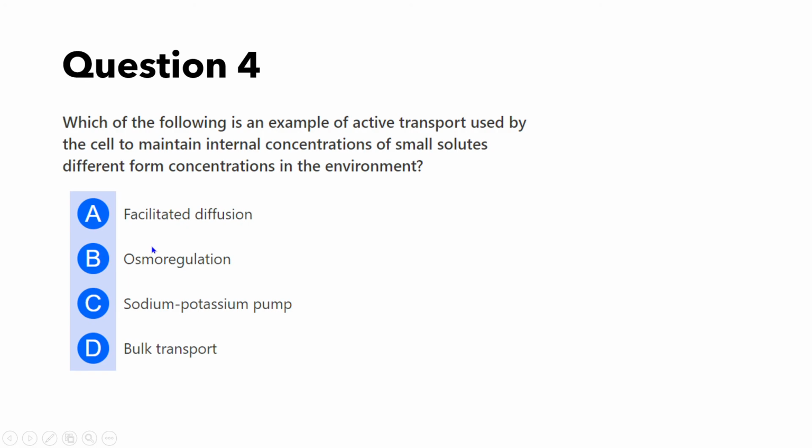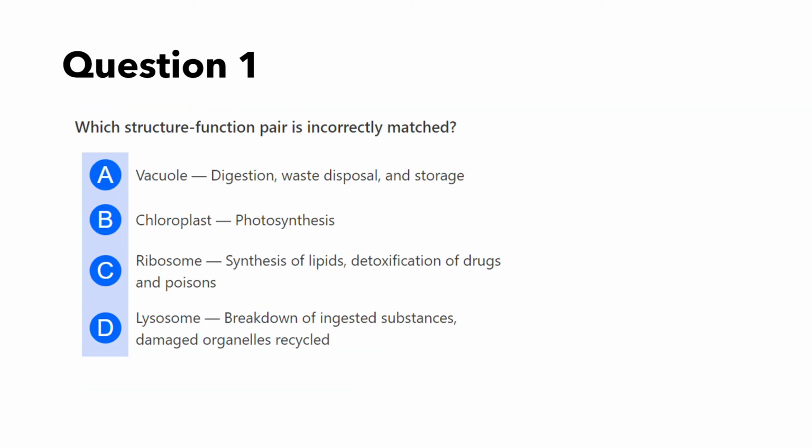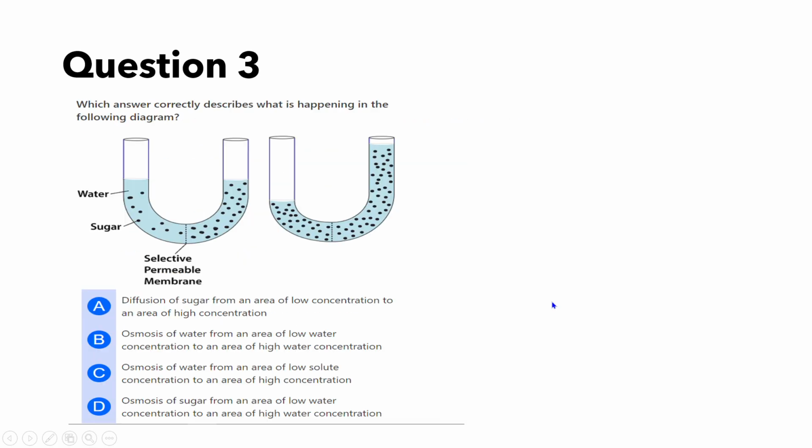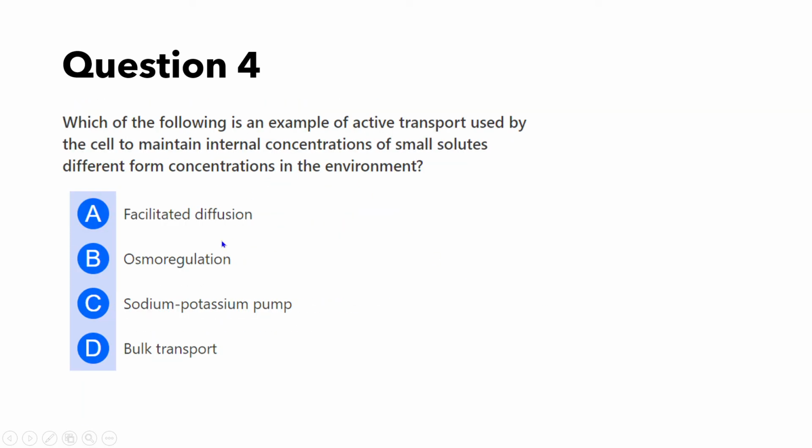Next, we have question 4. Which of the following is an example of active transport used by the cell to maintain internal concentrations of small solutes different from concentrations in the environment? If we go back to the sodium-potassium pump, it's trying to maintain the concentration of sodium and potassium. It's trying to keep it constant inside and outside the cell. That's exactly what's being described in this question. So that is why C, sodium-potassium pump, is the correct answer.